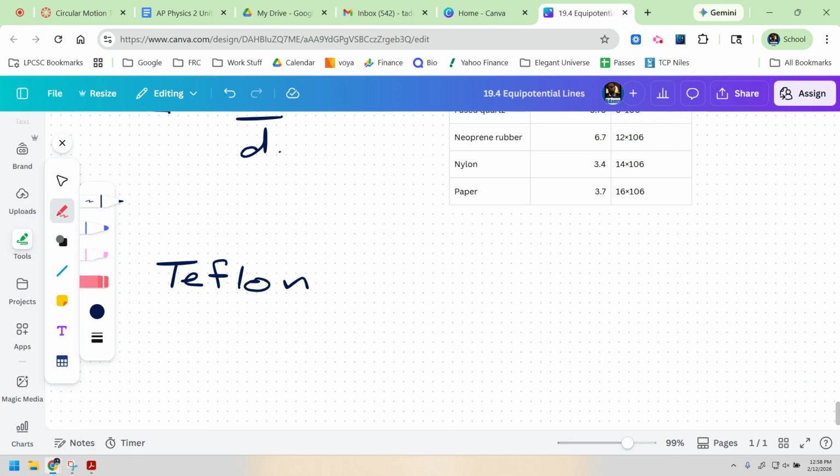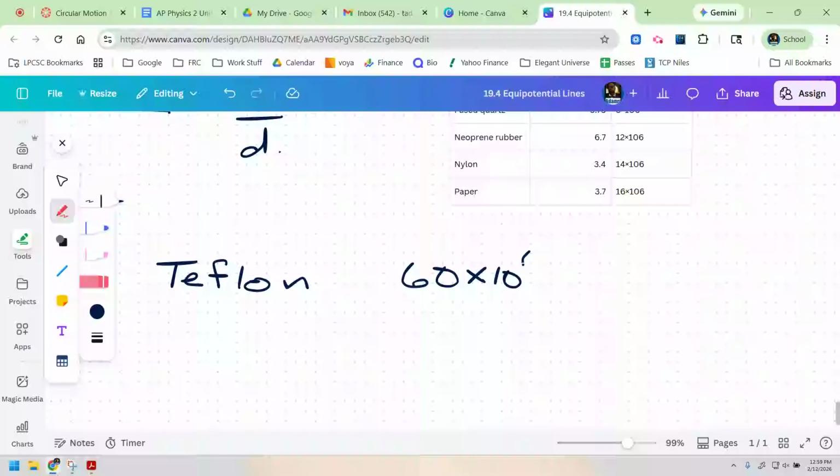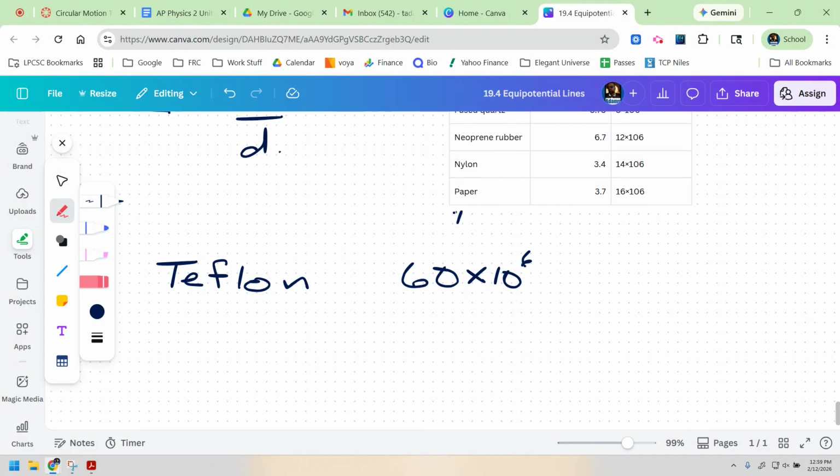If I look this up, Teflon, its max strength is 60 times 10 to the 6. So if I were to say Teflon right here, over here you would have 60 times 10 to the 6. I said 106 earlier. This is actually 10 to the 6. It just copied funny. You'll see the right stuff is in the book.